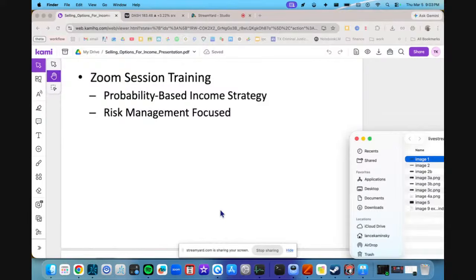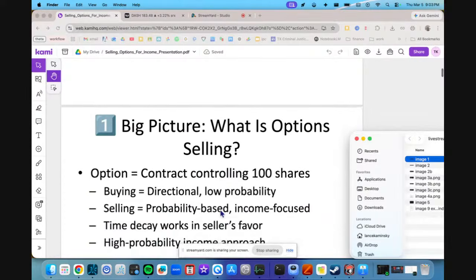So we're going to be looking at probability-based income strategies and also looking at risk management. What I see a lot of traders do, especially on the sell side, is they don't have much proper risk management. A lot of times they might be over allocating into one position, or they don't have defined risk strategies, like undefined stop losses and whatnot. So we'll focus on that as well.